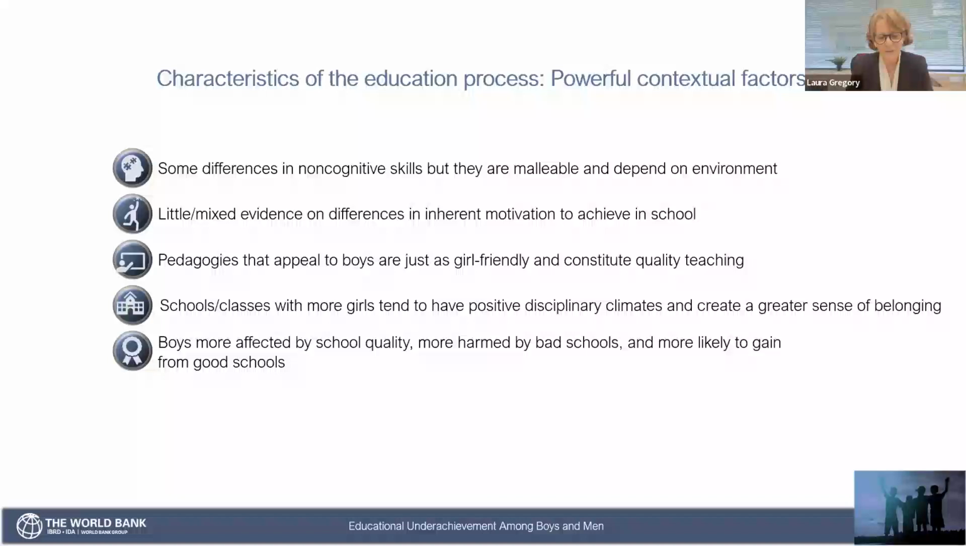The school and classroom climate appears to be important for all kids, and especially for boys. For example, schools with mostly boys, more than 60%, were less likely to have positive reports of the disciplinary climate. This comes from the PISA data. And there's evidence that disciplinary problems in the classroom have a bigger impact on boys' performance. We also see a greater sense of belonging among all-girls schools, particularly in the countries that have mostly single-sex schooling. And one of the most interesting findings is that boys seem to be more affected by school quality, more harmed by bad schools, and more likely to gain from good schools.